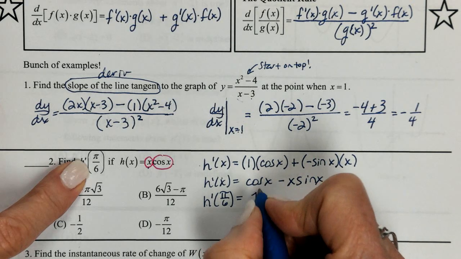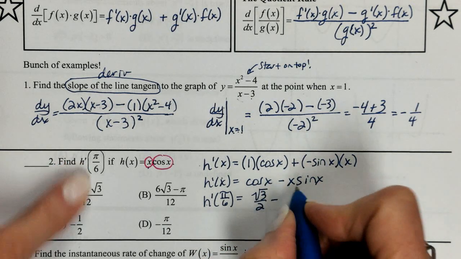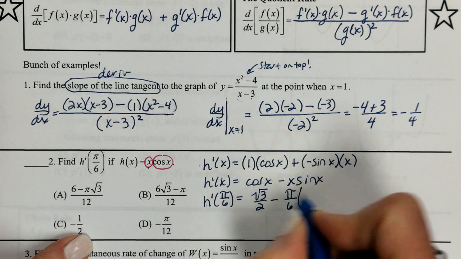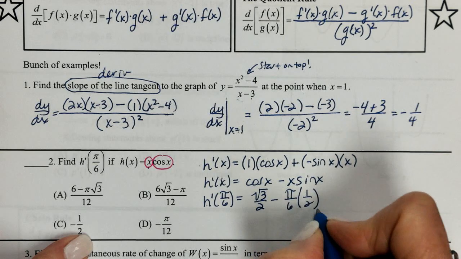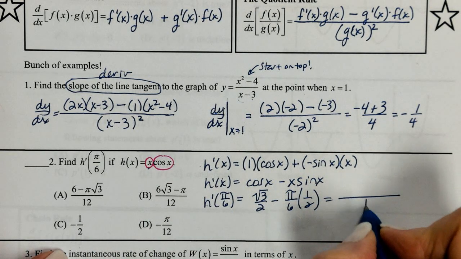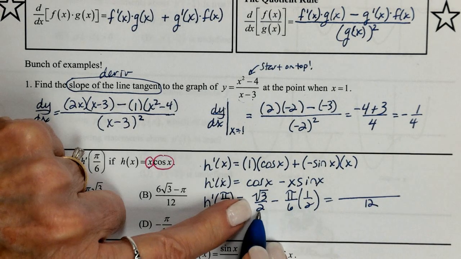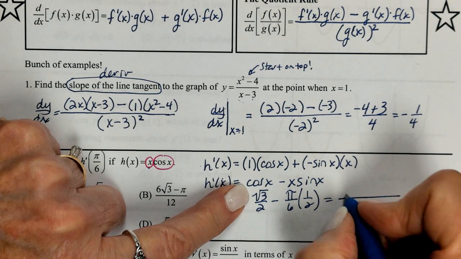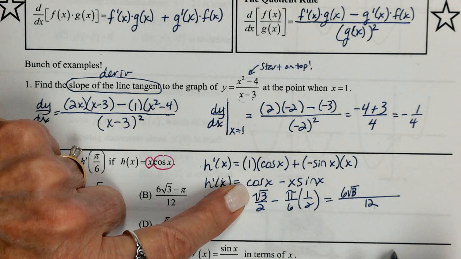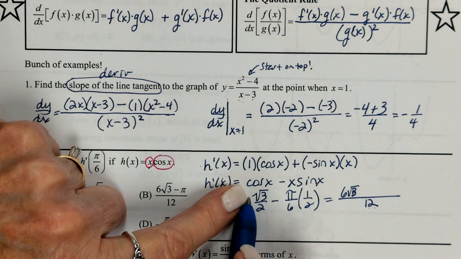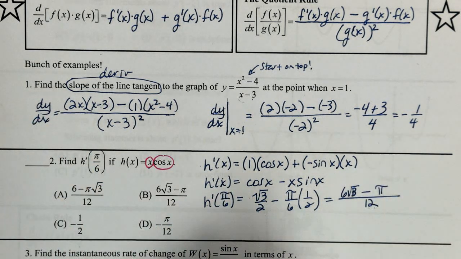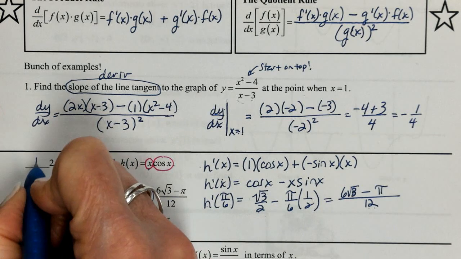Cosine of pi over 6 is square root of 3 over 2. x is pi over 6. Sine of pi over 6 is a half. To get a common denominator of 12, since 2 times 6 is 12, I need to multiply the square root of 3 times 6. 6 over 12 is still 1/2 minus pi. So (6 square root of 3 minus pi) over 12, so that'll be b.